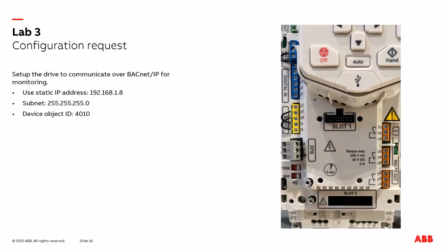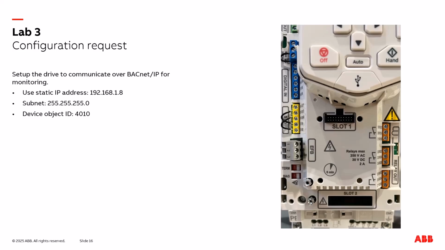Now, when we deal with IP communication, we're going to have to be given from the controls contractor an IP address and a subnet address. And then also, specific to BACnet, we're also going to have to be given a device object ID. So here you can see on the left the IP address of 192.168.1.8, the subnet of 255.255.255.0, and the device object ID of 4010.